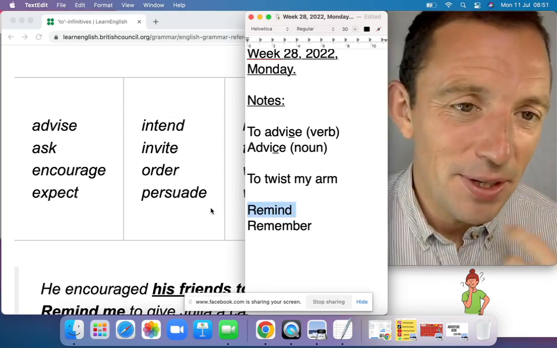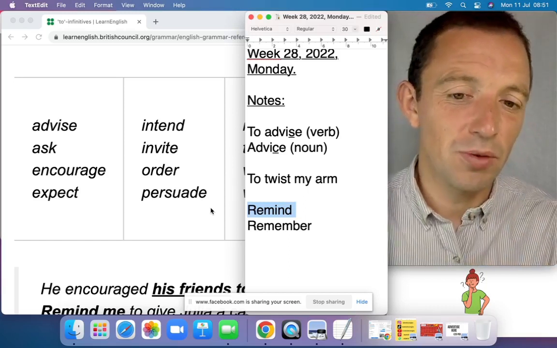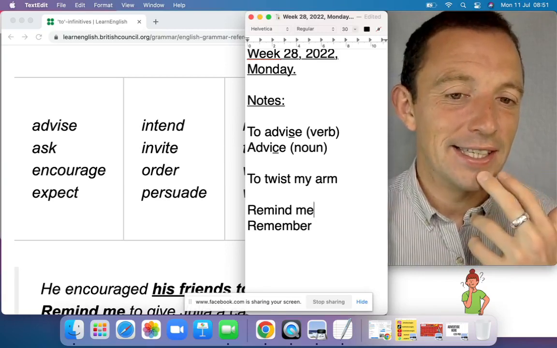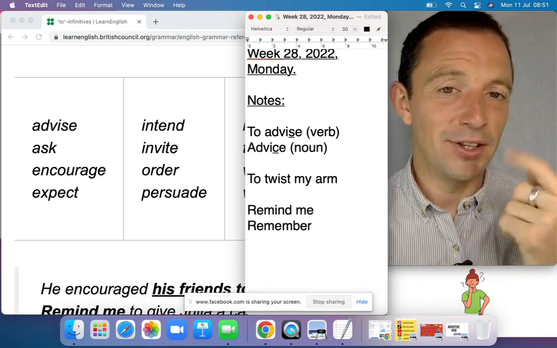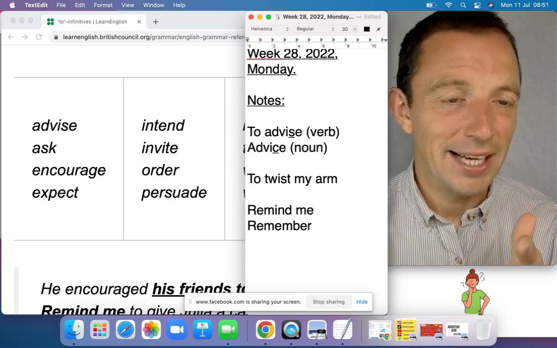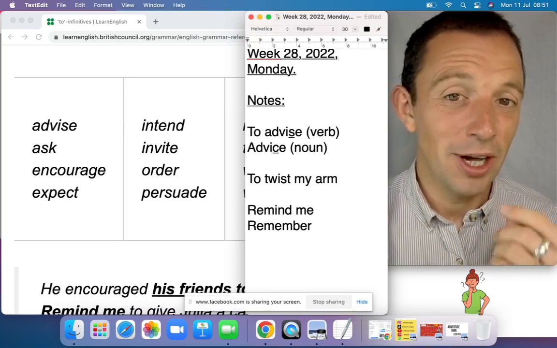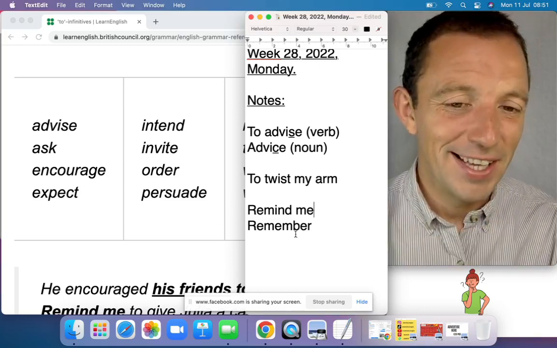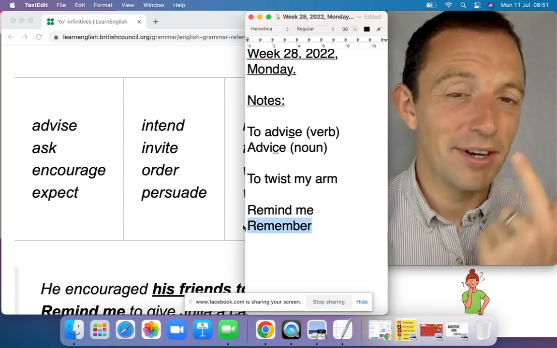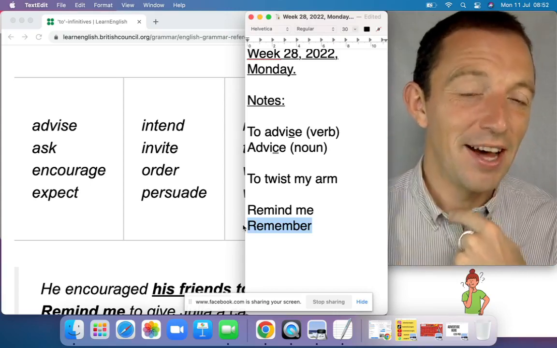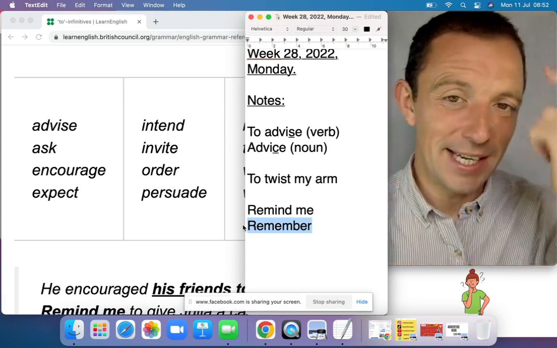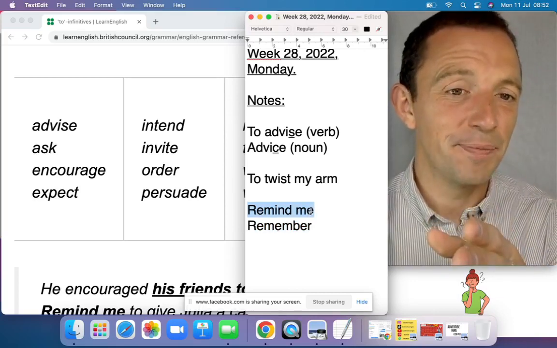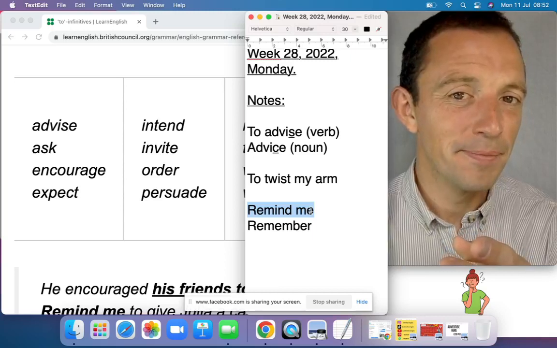Remind is typically about the person. So remind me, remind you, remind him. And I'll give you an example: I remind you that today we have a class at 6 o'clock. So I'm giving you information to make you remember. Remember is different. I remember the party, I remember the weekend, I remember the holiday. It's in my memory. But remind is to tell somebody to remember.